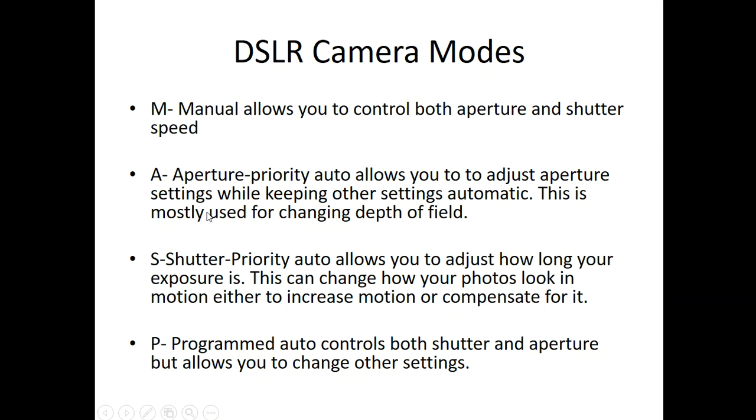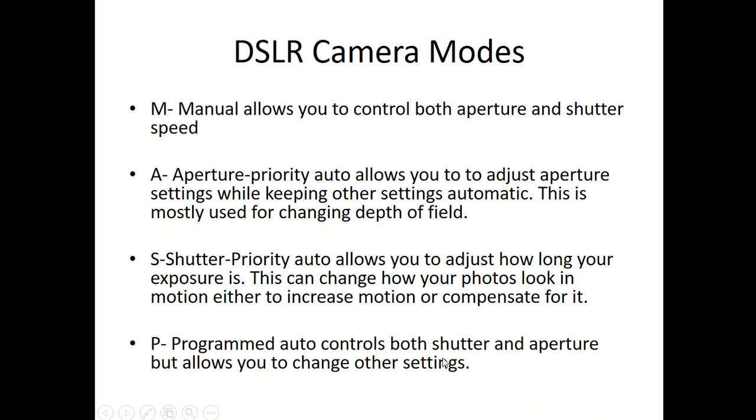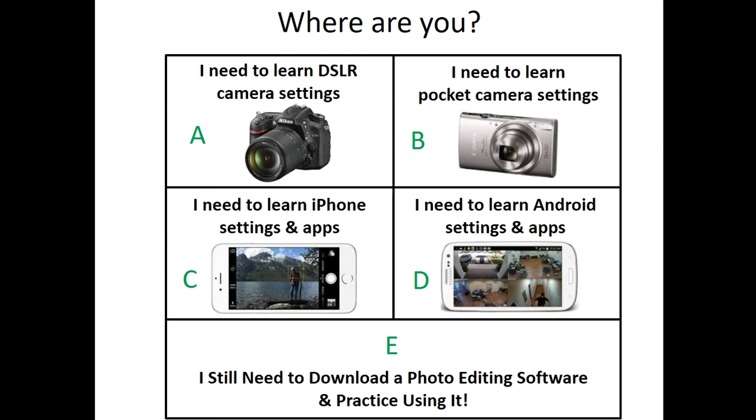But if you start to get comfortable and you really want to get in depth, then practice your manual. It's a lot of fun. And then P, programmed auto, controls both shutter and aperture, but allows you to change other settings. I never use it.